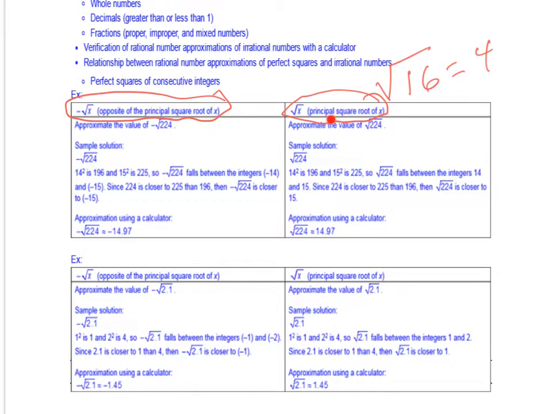Well, what about if we're looking at the principal root of a number? Same square root of 224. Again, we're looking at 14 squared, because 14 times 14 is 196, and 15 squared, because 15 times 15 is 225. And we can come to the same consensus that 14 is to the left, 15 is to the right. And because 224 is closer to 225, we can say that the square root of 224 must be something like 14.97.